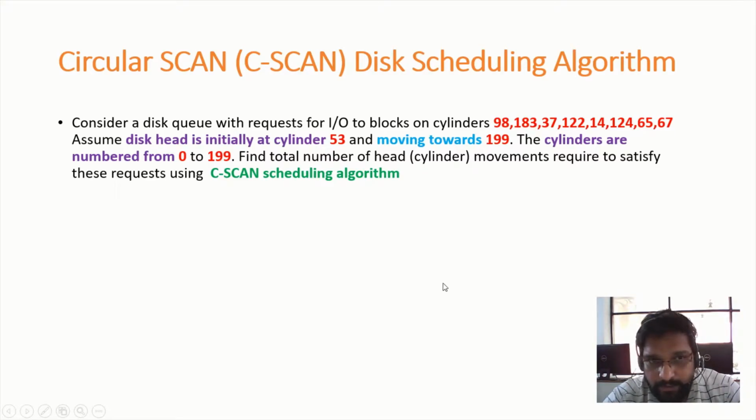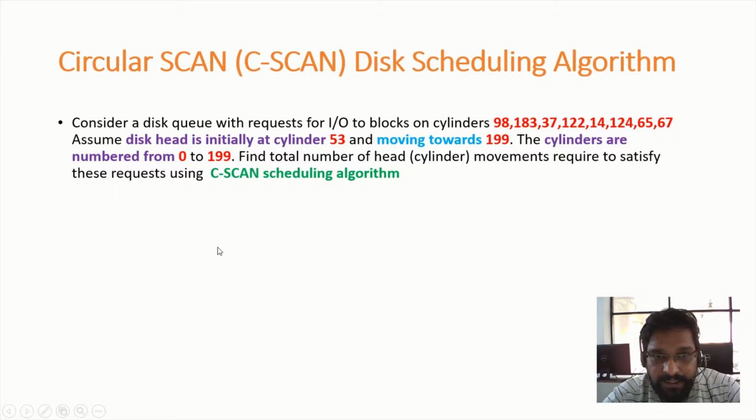So let us discuss the circular disk scheduling algorithm. In short, we are going to call it the C-scan disk scheduling algorithm, right? In order to understand this C-scan disk scheduling algorithm, I have taken the same problem statement which you have seen with respect to the scan disk scheduling algorithm. But there is one minor difference.